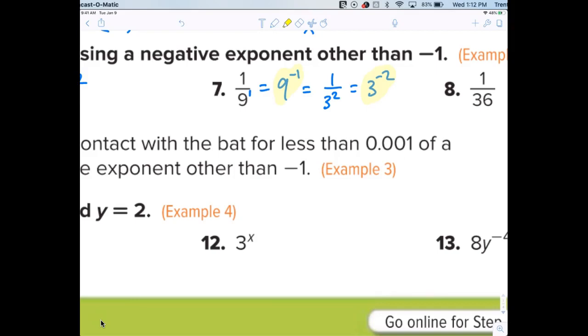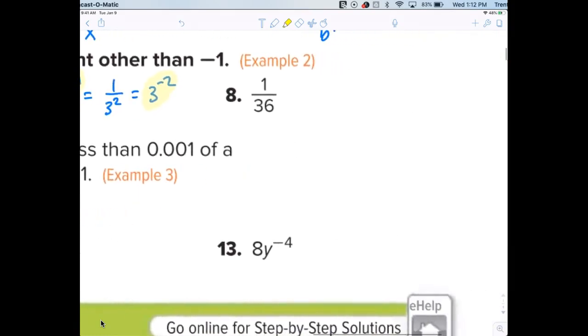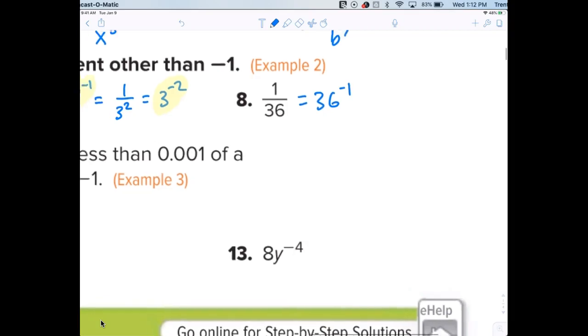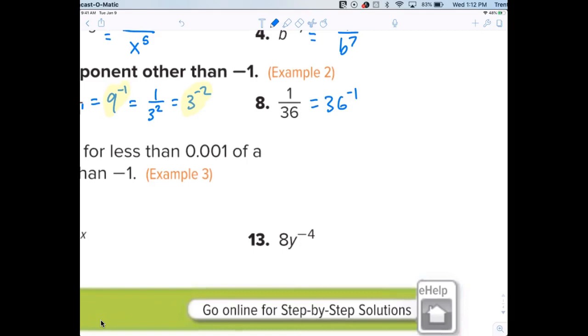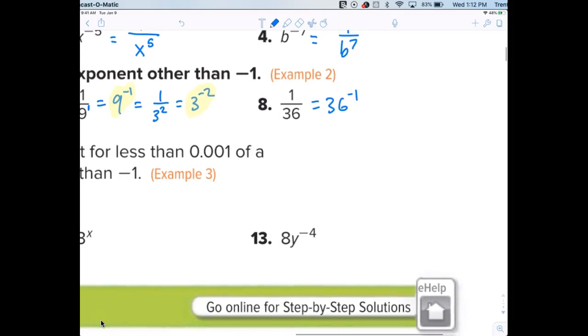All right, let's take a look at 1 over 36. Yes, what do you think? 36 to the negative 1. Right. Why does the positive switch to negative? I don't know what you mean. When you have 1 over 36, why does that turn into 36 over negative 1? It doesn't say 36 over negative 1. It's 36 to the negative 1.